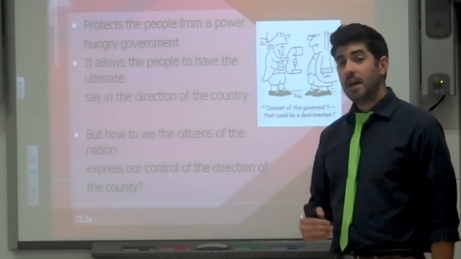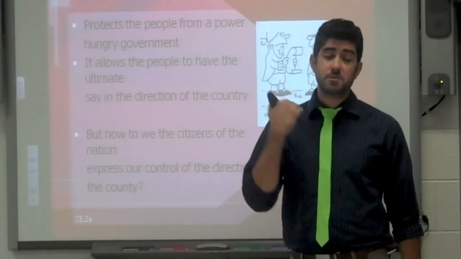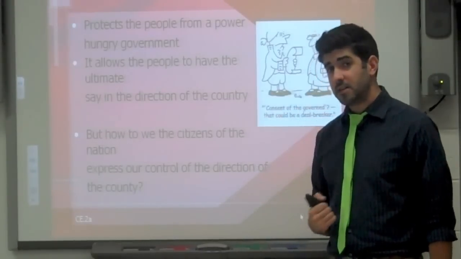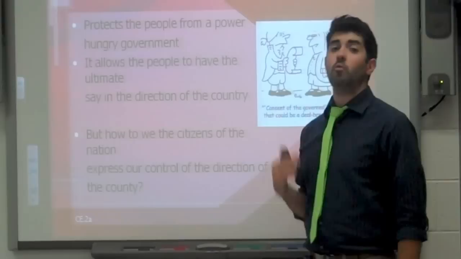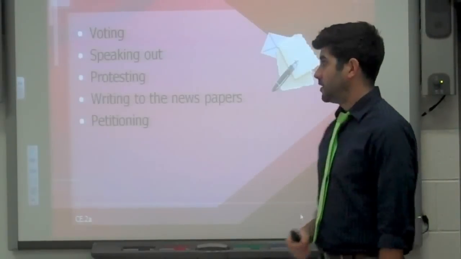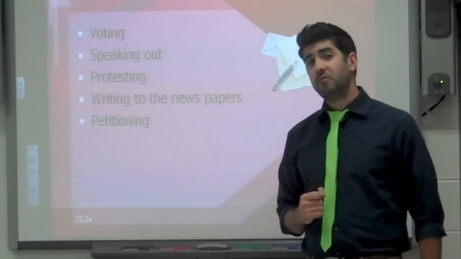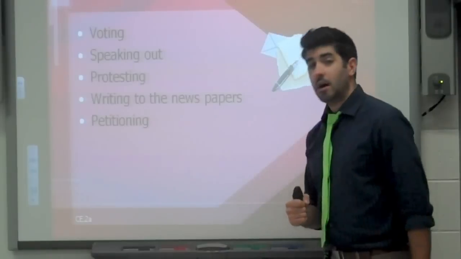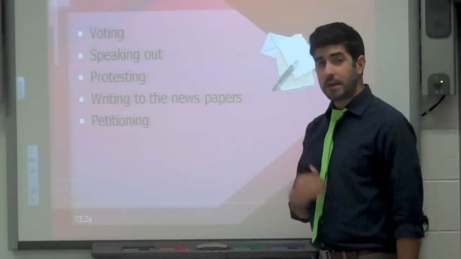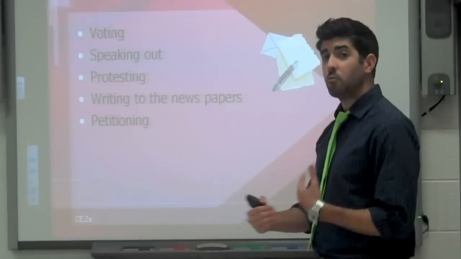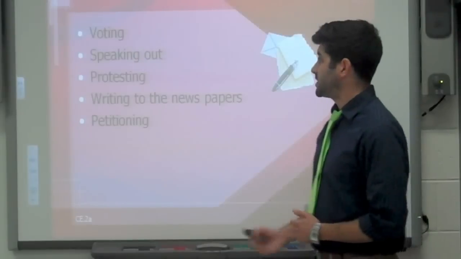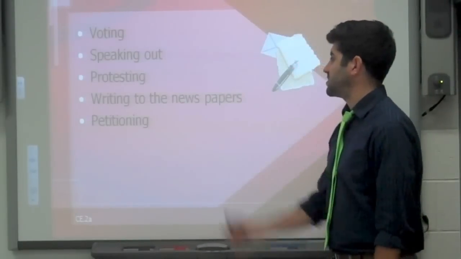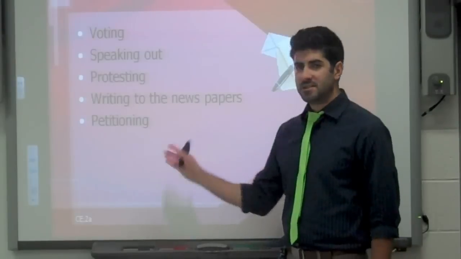We, the citizens, have a right to express our views, that's protected by the First Amendment and the Bill of Rights, to tell our government in what direction we want our country to go. The best way we do this is every 4 years, we elect a president and vice president, or re-elect them, depending on where we want the direction of our country to go. Other ways we can show our consent is by speaking out, protesting, writing to the newspapers, petitioning.